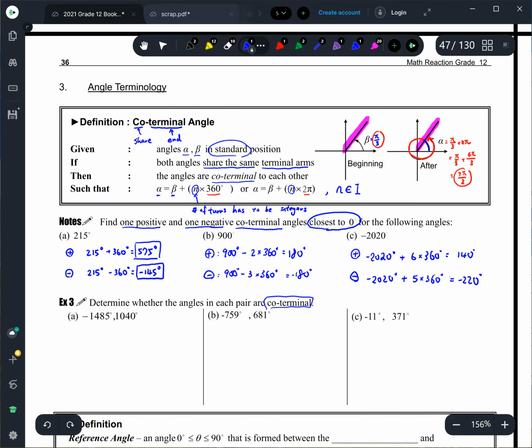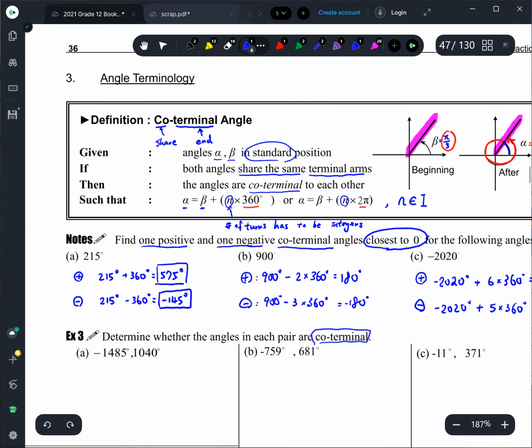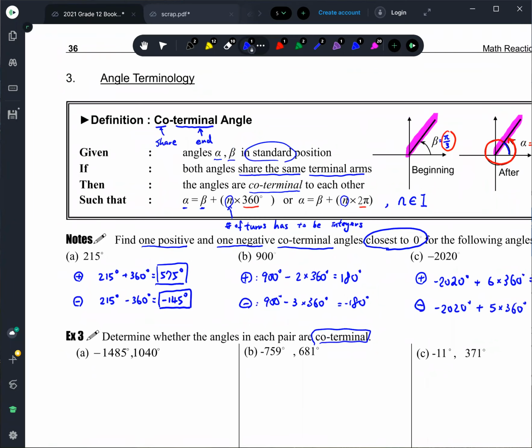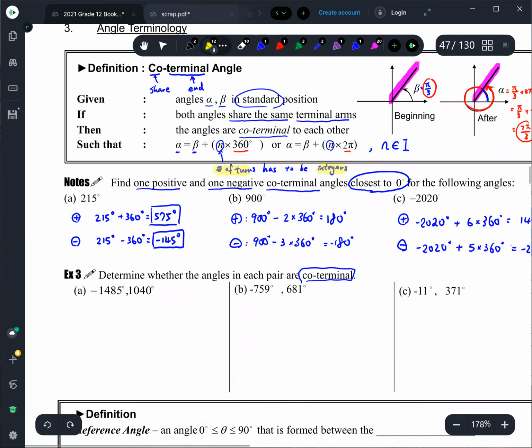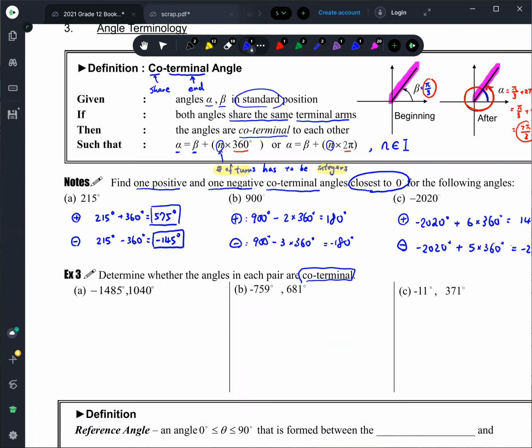Okay, so here I give you 2 angles. We want to see if they are coterminal. So if you look at the definition, if it's coterminal, then the number of turns has to be integers, right? To make sure it goes back to the same place. So you can either use guess and check, keep on adding 360, see if it hits, or you can use the formula that they give you, okay?